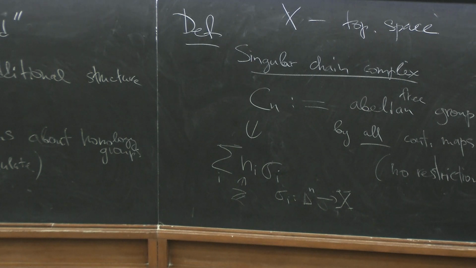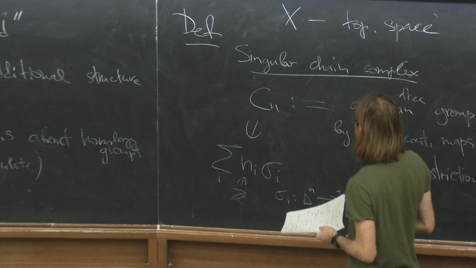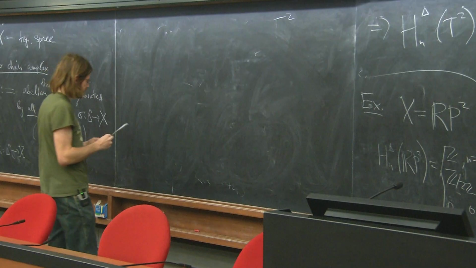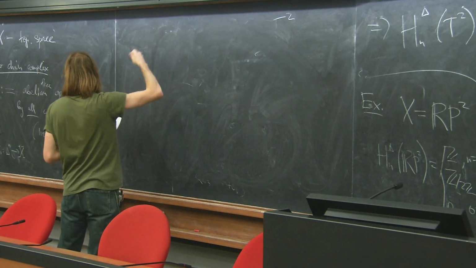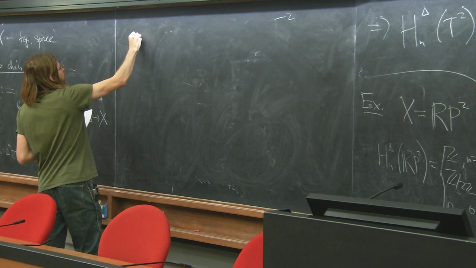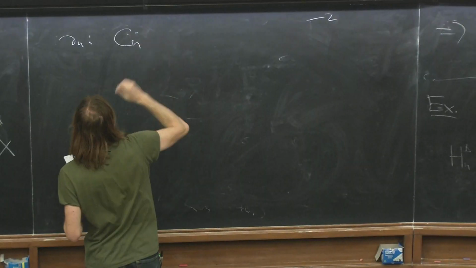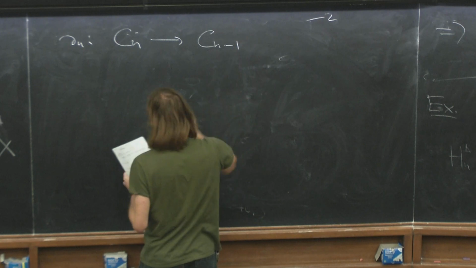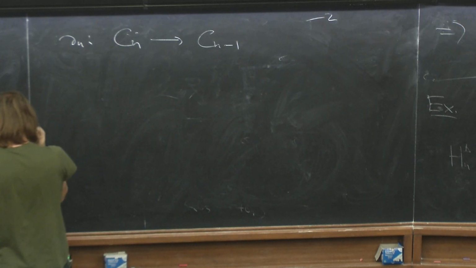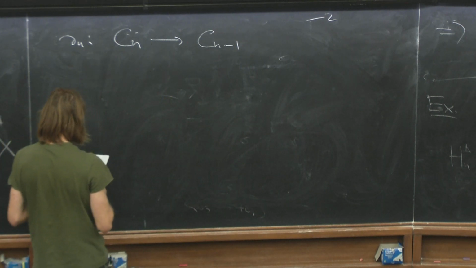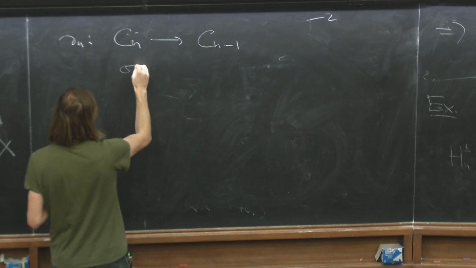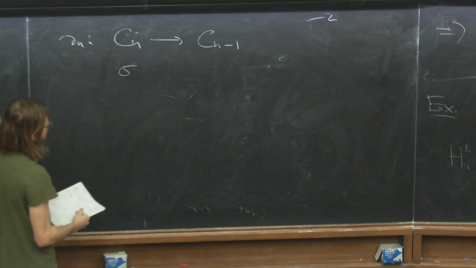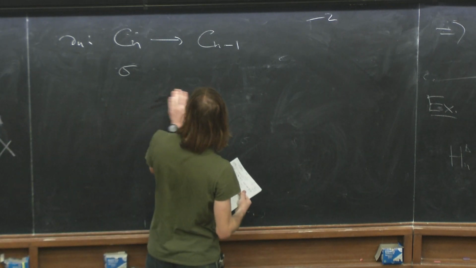Okay, so of course when we talk about a chain complex, we need to consider the boundary homomorphism. We want to consider dn, the homomorphism which acts from Cn to Cn-1, and we will essentially define it similarly to the boundary homomorphism for the simplicial chain complex.